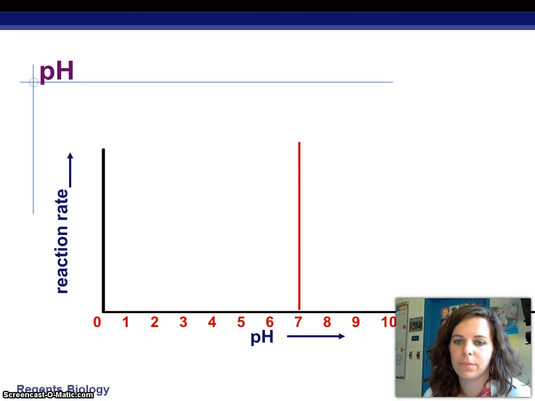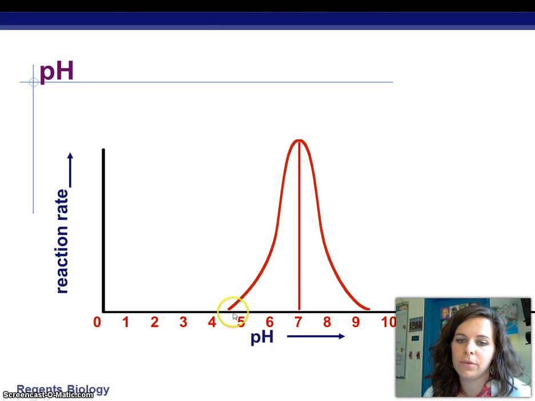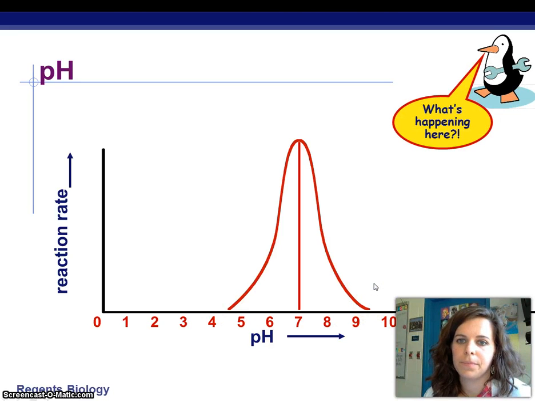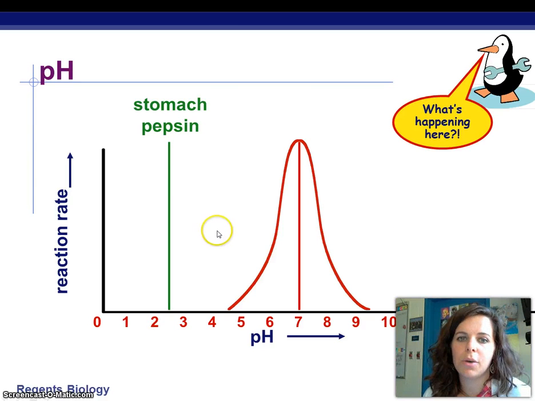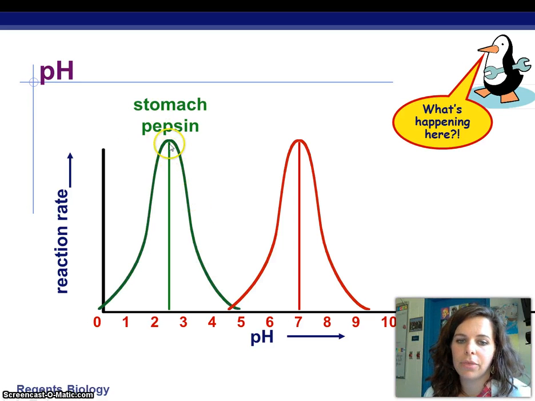Okay, so we have neutral at 7. Most enzymes are going to work really well at neutral. Their reaction rates are going to be low if they're below 7, and low if they're above 7. Remember, the shape is just changing, so that's what's happening. Now, the stomach is about 2.5 to 3, so pepsin, the enzyme in the stomach, is going to work really well right around 3. It's really adapted well for its environment.